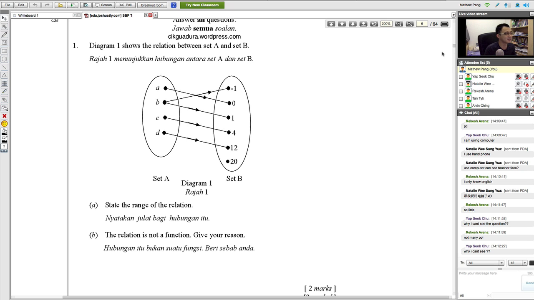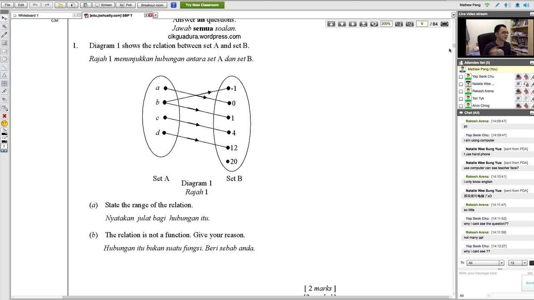Alright, the first question is the function. So we will start to discuss the first question. This is for SPM Add Math Paper 1, and I took the past year paper for SBP, which is the Sekolah Bersama Beno. Yeah, I took that paper to discuss.